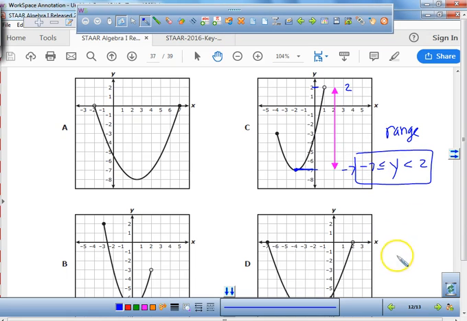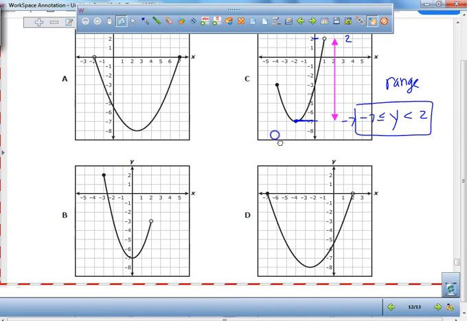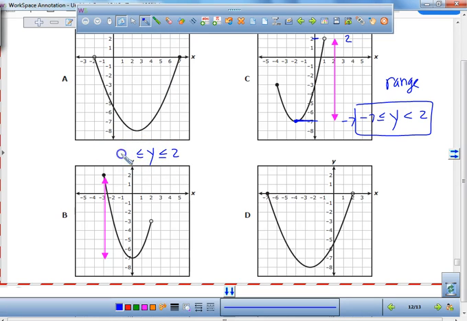What about B? Actually, B would be wrong because it's less than or equal to 2. And B here would be the answer for the range, right? How high does it get? All the way to a 2. How low does it get? All the way to a -7. So this answer would be y is less than or equal to 2, but greater than or equal to -7. That would be the range.